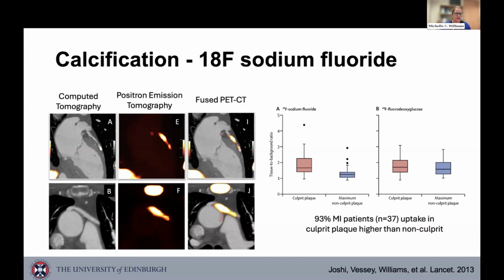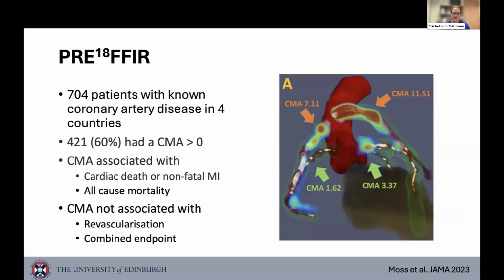And we've looked at this in lots of different patient groups, but this is an example of a patient group with myocardial infarction. Nick Joshi showed that the culprit plaques had higher uptake of sodium fluoride compared to the non-culprit plaques in patients with myocardial infarction. And in the few where it didn't identify the culprit, we actually wonder whether the culprit adjudication on the invasive coronary angiogram might have been wrong. So it's a very interesting tracer for looking at microcalcification.